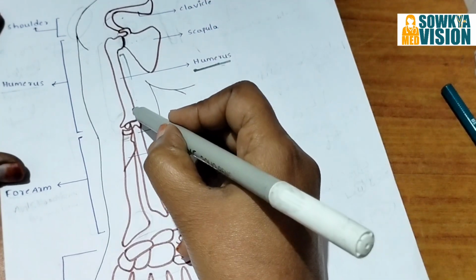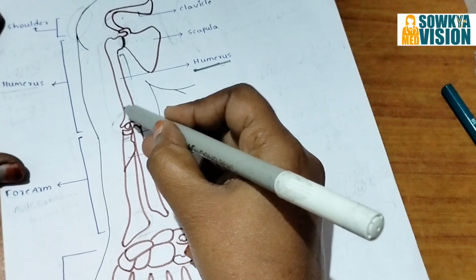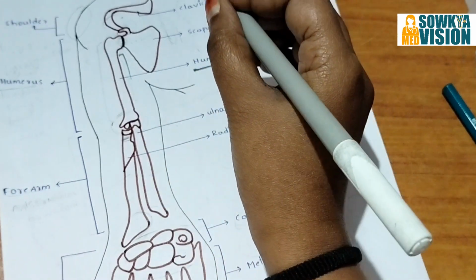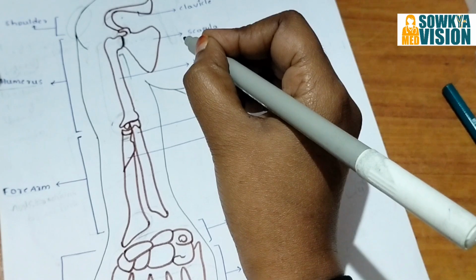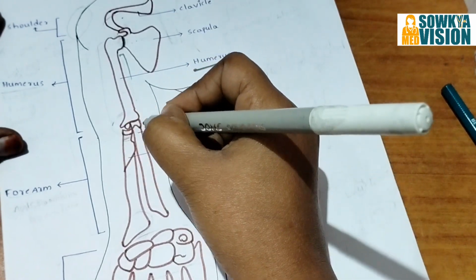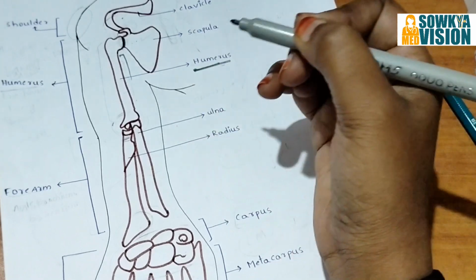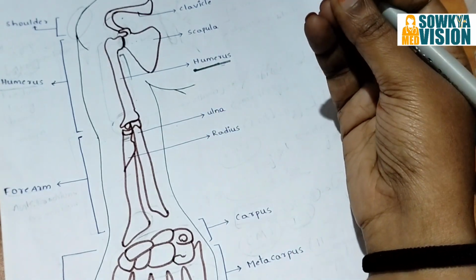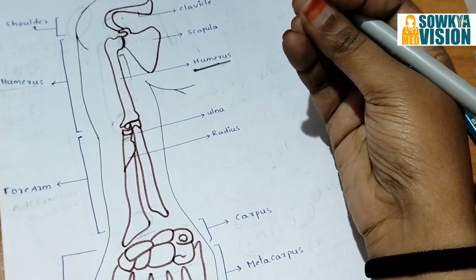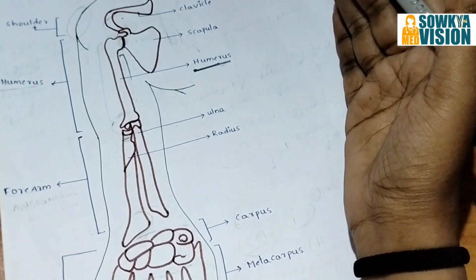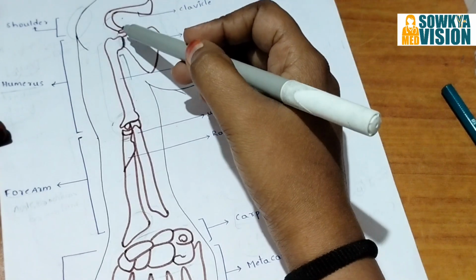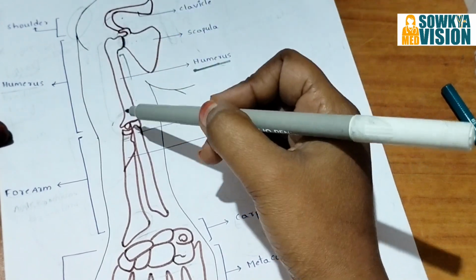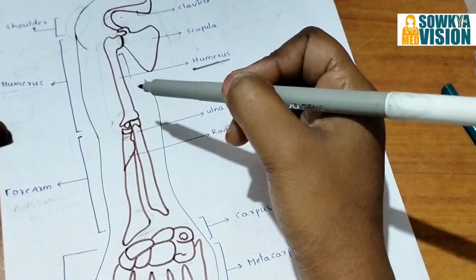The lower end of the humerus is slightly triangular in shape. It forms the elbow joint with the bones of the forearm. What are the bones of the forearm? Laterally the radius and medially the ulna. So the upper end forms the shoulder joint and the lower end forms the elbow joint.